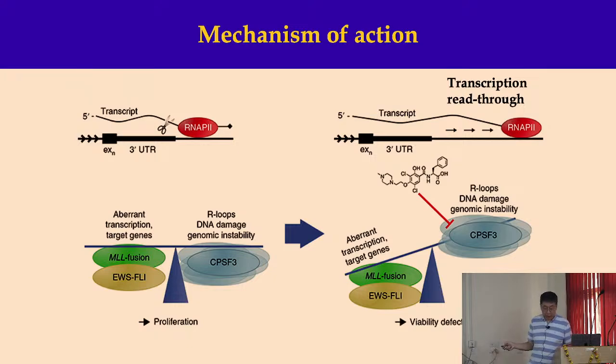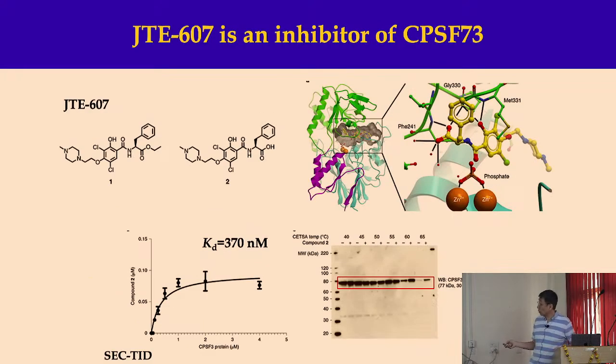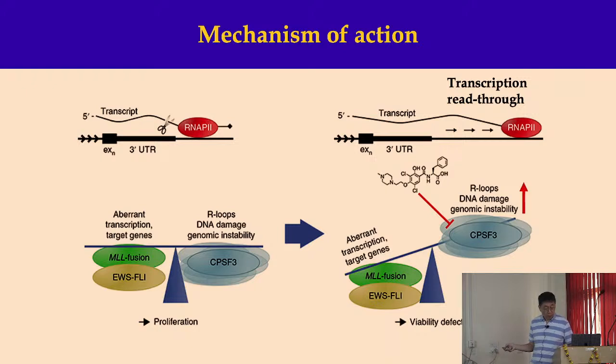And then in the end, you have a defect. That's how the cells die, because of the read-through problem. Essentially, once this cleavage happens, there's another machinery that comes in that chases down Pol II and then evicts it from the DNA template. Without this cleavage, you can't do that anymore. So that's the basic idea.